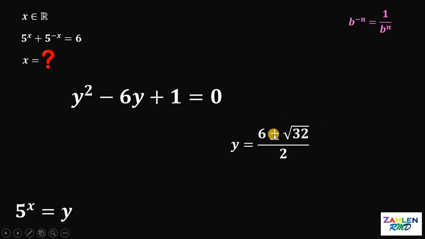Now let's simplify square root of 32. We know 32 is just 16 times 2, and square root of 16 is just 4. So we have 6 plus or minus 4 times square root of 2 all over 2.